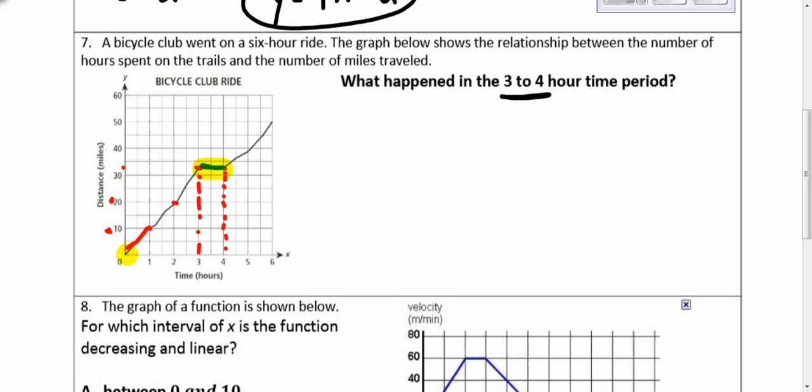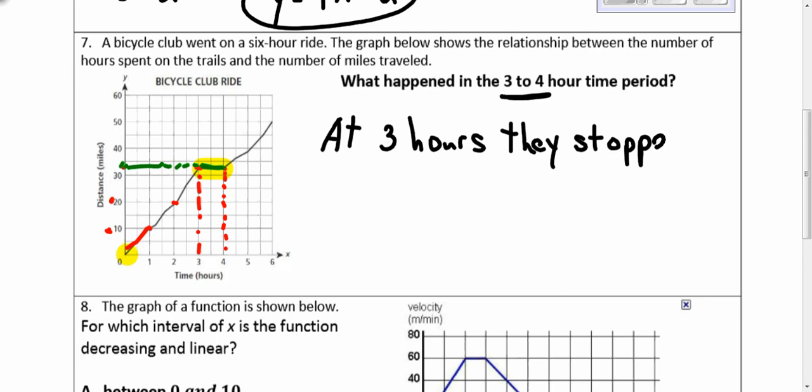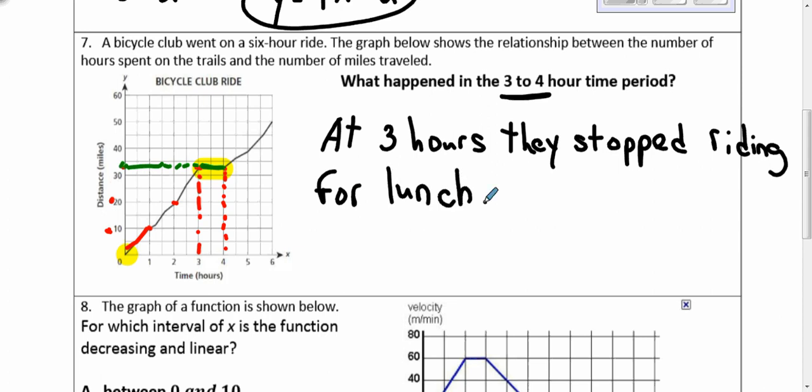So an hour passes, and they're still at 32 miles. So they took a break. At 3 hours, they stopped riding, maybe for lunch. For lunch, they took a break. They did not start riding again until the 4th hour. You notice that it goes up like that. So they took an hour break.